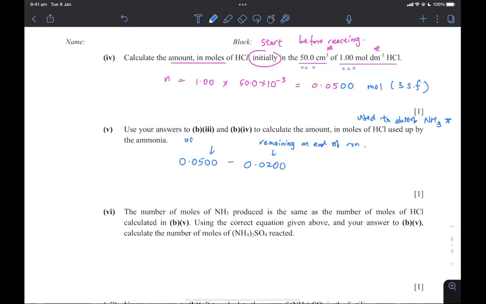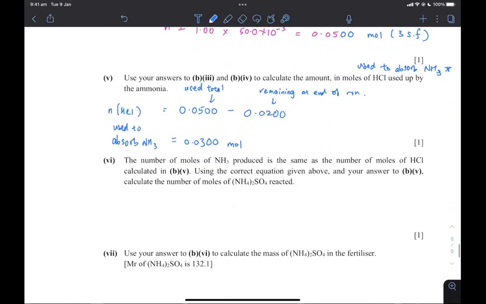This is what you use total. So this is the mole of the HCl used to absorb the NH3. So this is going to be 0.03 on your calculator. Again, your calculator does not have the capacity to think, so you need to be very careful there.